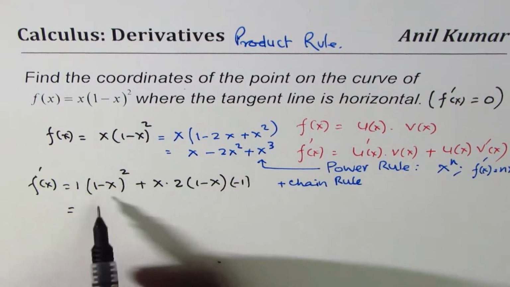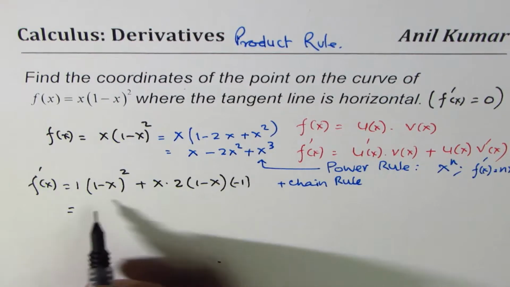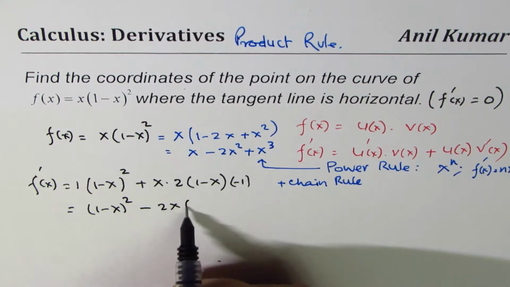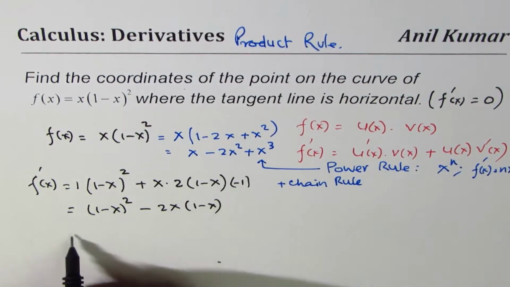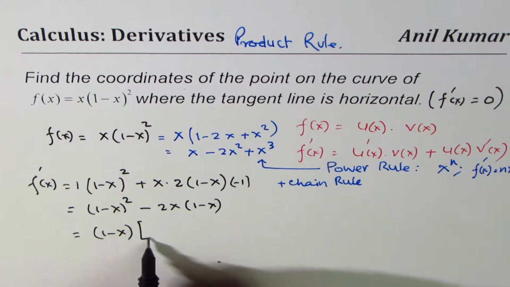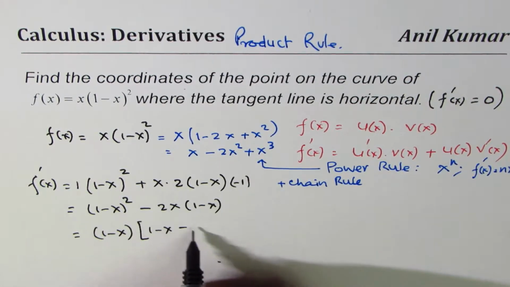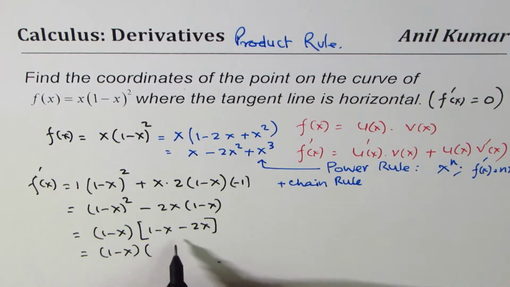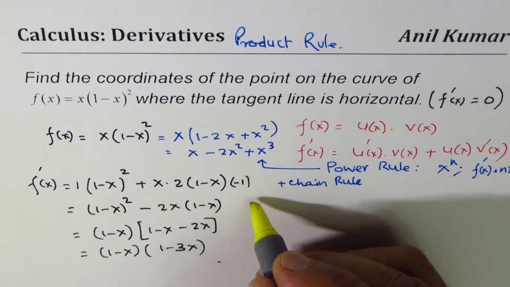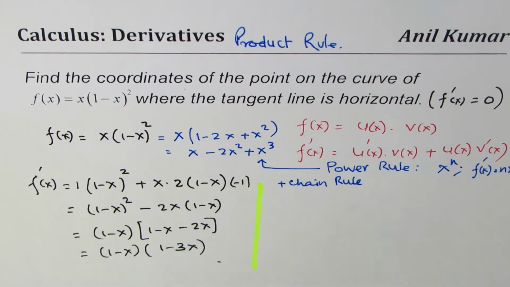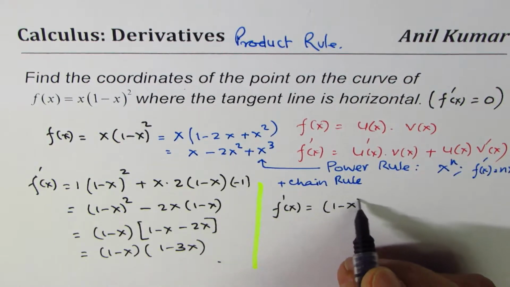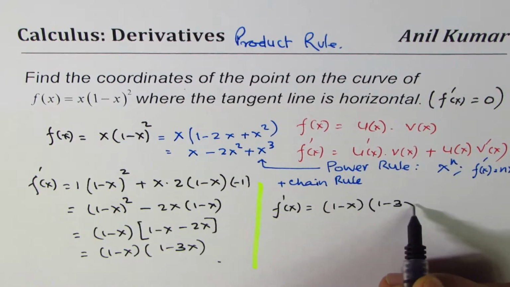Okay, so we got all this. This minus 1 is kind of here. Let me rewrite this: (1 minus x) whole square, so minus, we have 2x times (1 minus x). So I can take (1 minus x) common. So I got 1 minus x, and I'm left with 1 minus x, and here, minus 2x. And that gives me (1 minus x) times (1 minus 3x). Do you see that? So that is a factored form. Okay. So what I have here is f dash x equals (1 minus x) times (1 minus 3x).